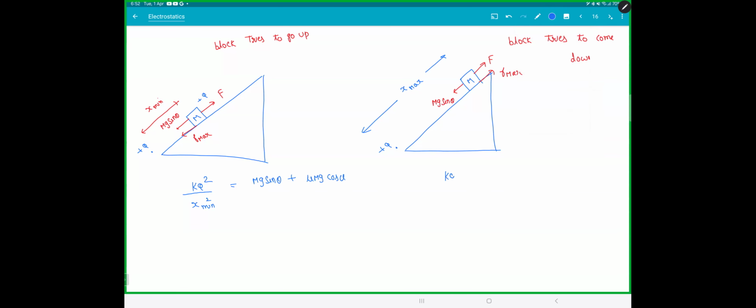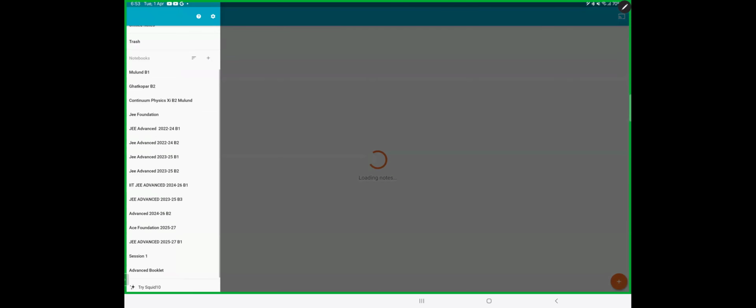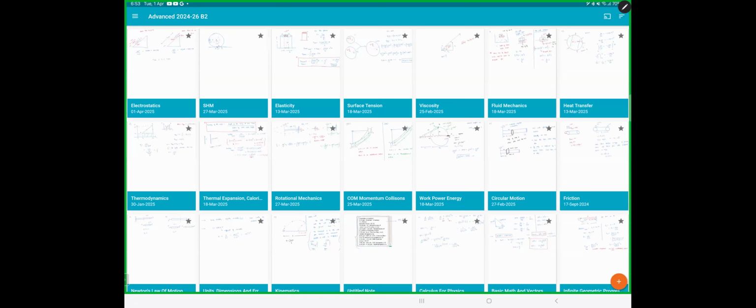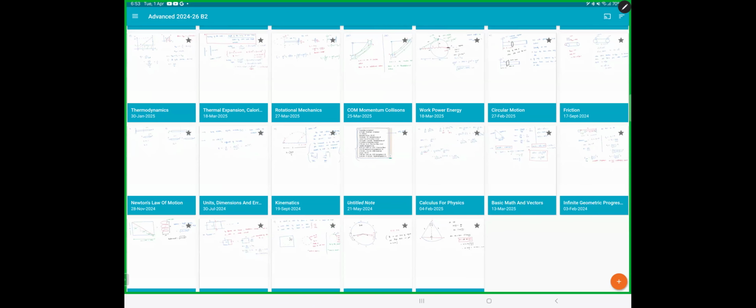So this will give you kq square by x max square will be mg sine theta minus mu mg cos theta. So your answer will lie between the maximum and minimum. You can take any value between them and the friction will adjust the value for you. And you know where you have seen this problem? We have seen this in friction. I'll write it down. You can refer this later on.